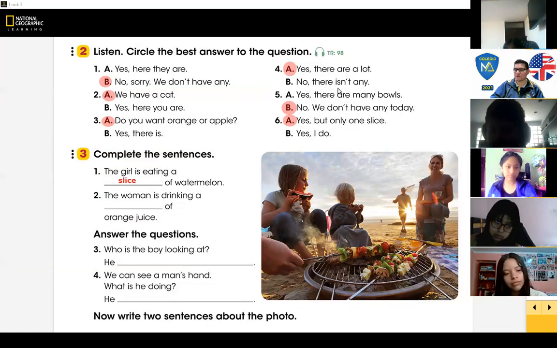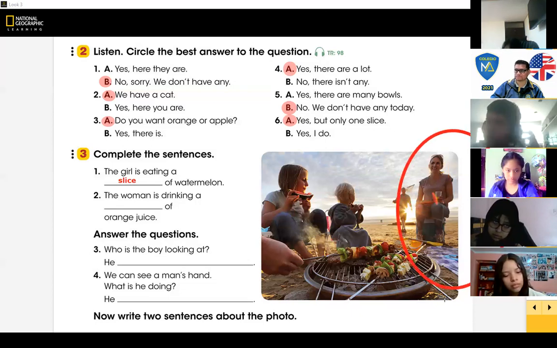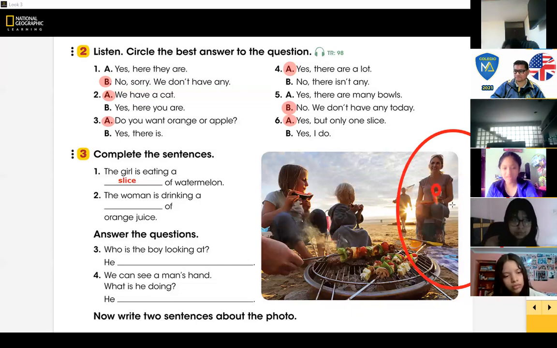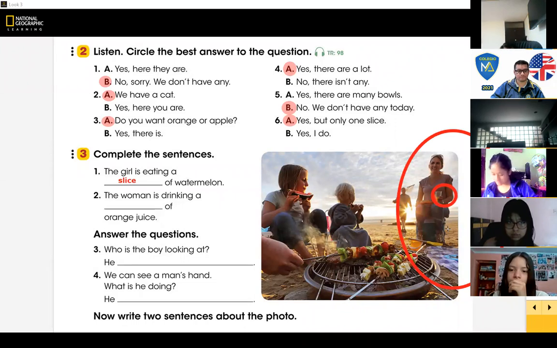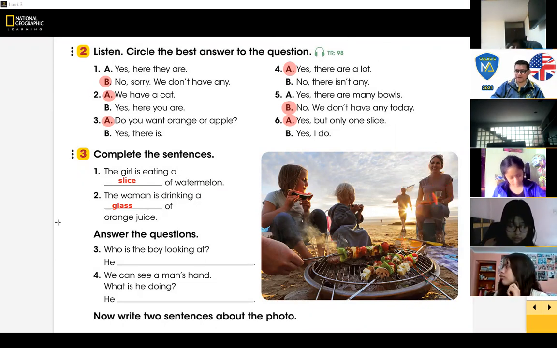Next. The woman is drinking a of orange juice. What do you think? Apple? Apple of orange juice? Orange. What's the answer? A glass. Yes, this is a glass. A glass of orange juice. Un vaso de orange juice, right? Yeah, next.